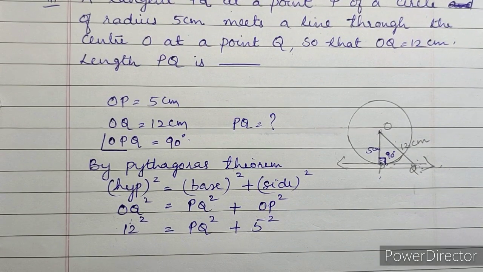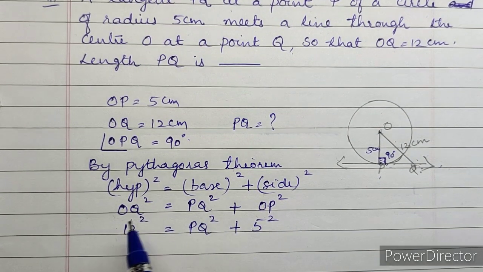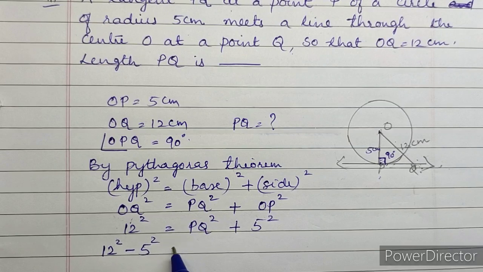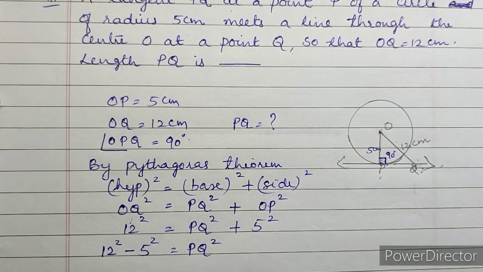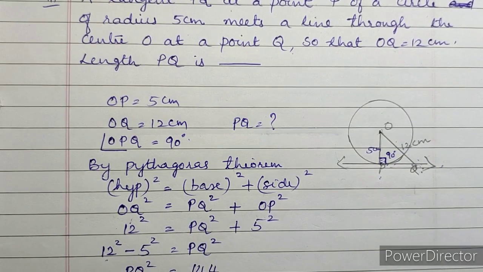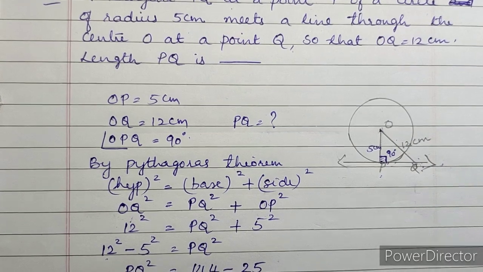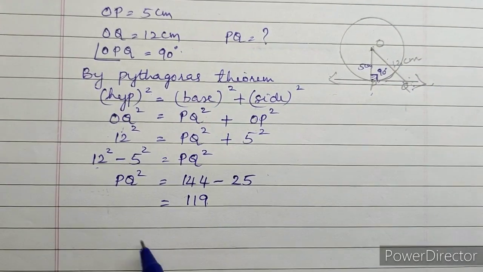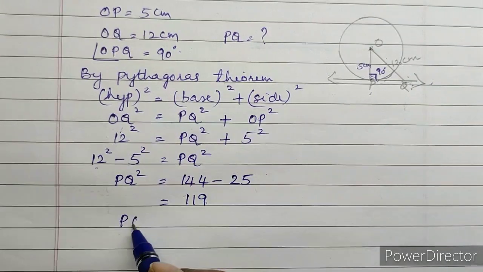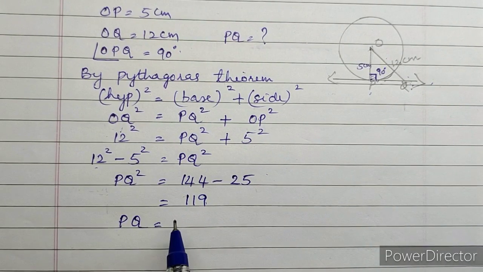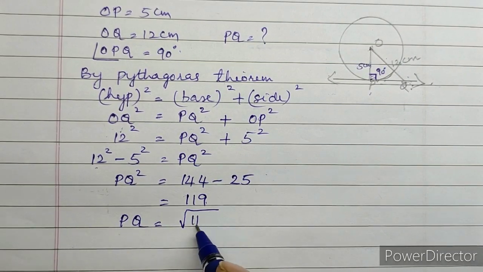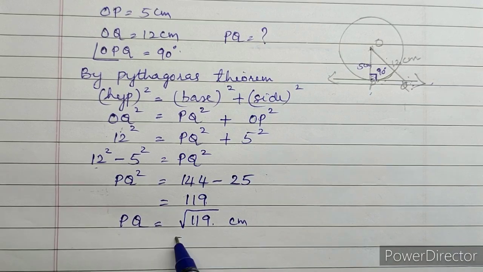Now this is in the form of a linear equation. PQ square you keep there, 5 square you bring to the other side. So 12 square, change of sign, minus 5 square is equal to PQ square. PQ square is equal to 12 square, which is 144 minus 25. How much is 144 minus 25? It is 119. So PQ square is 119. PQ is equal to, how will you find? Yes, take the square root. Square root of 119 centimeters. So this is the answer.